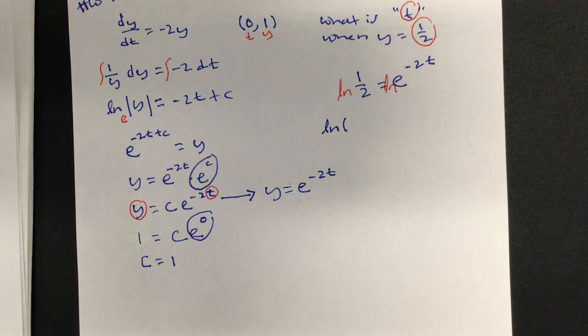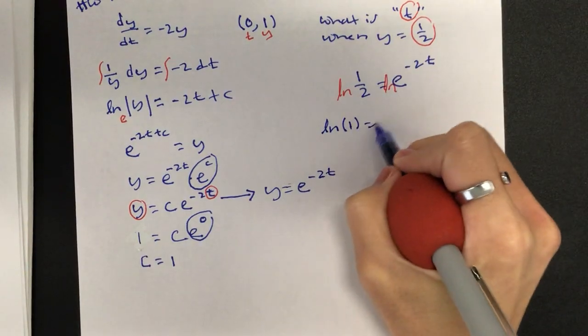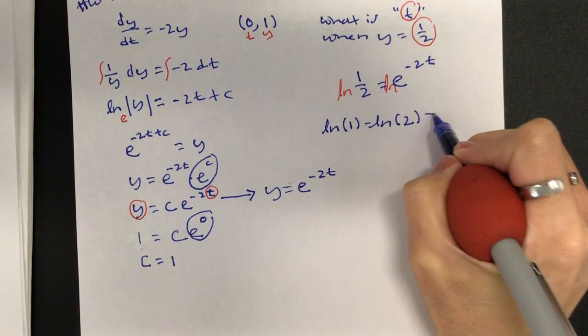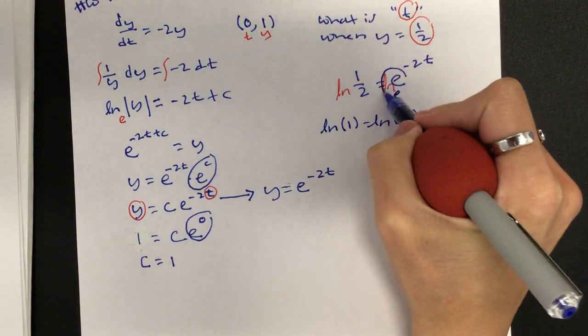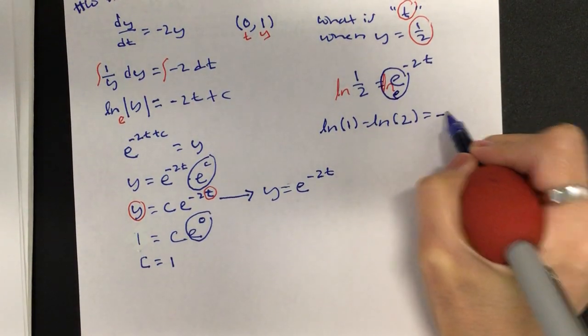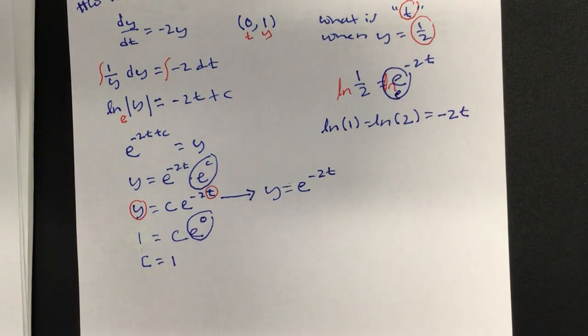We subtracted, so natural log of 1 minus natural log of 2. And here's what's unique: we have our hidden base of e. That is going to drop, meaning I have negative 2t on the other side.